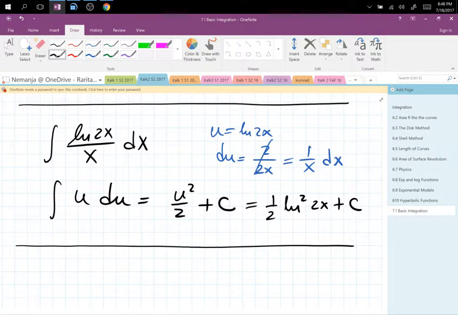Well, that's the common answer, the 1/2 ln 2x squared. Yes. That's going to be the common one. So they have some really tricky integrals that are not, you know, exam worthy, but they pop up here and there.